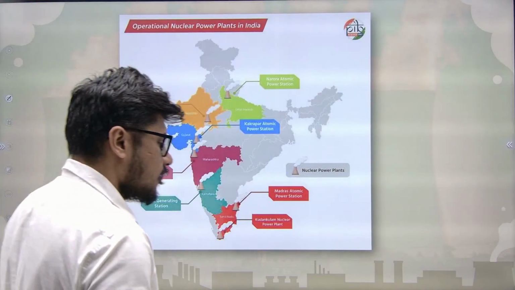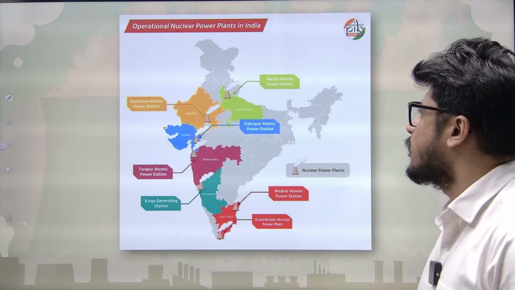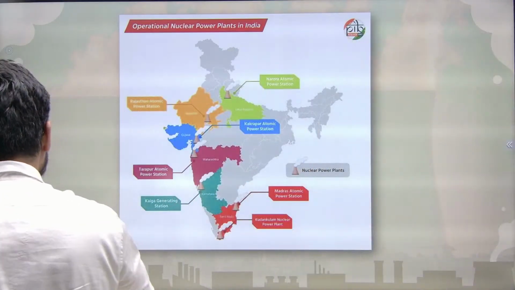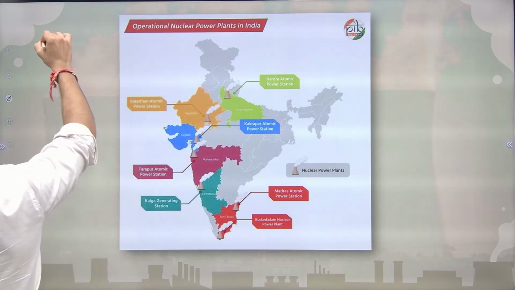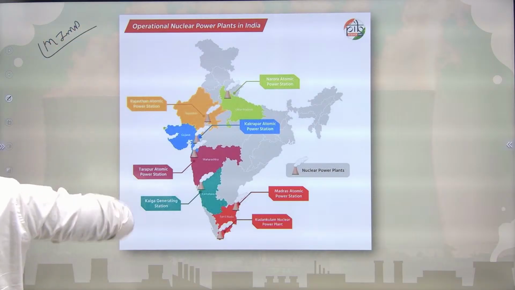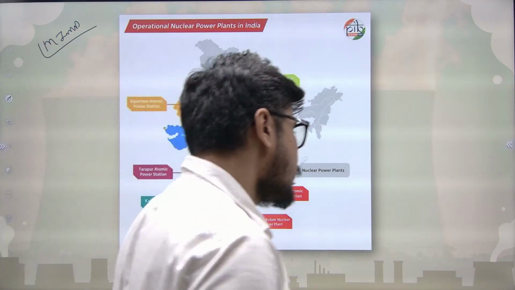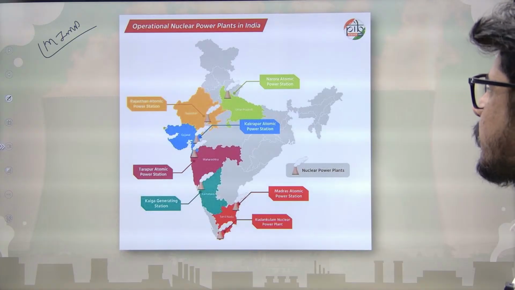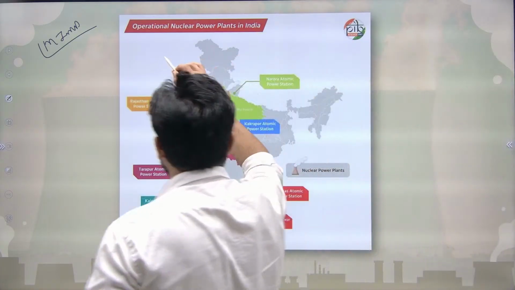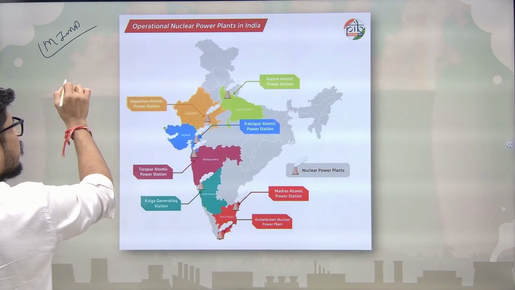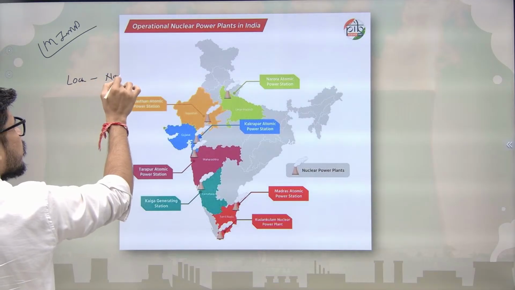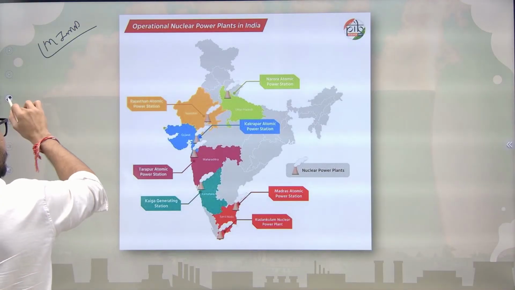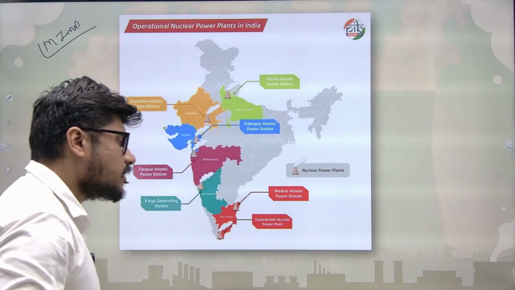Right now, where are our nuclear power plants? The operational nuclear power plants in India. Again, most important point. Narora Atomic Power Station. They can ask you in a table format the location of the power plant and the name of the power plant. Location and name you have to remember. So, pay your full attention here.